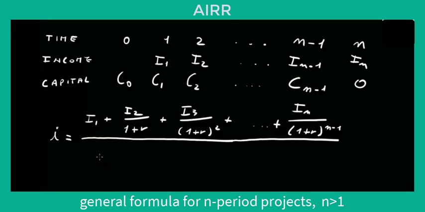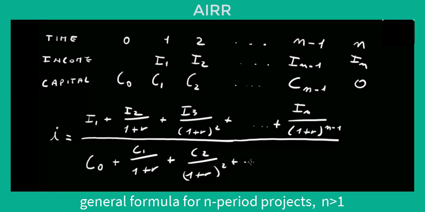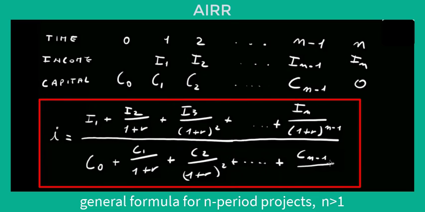And the same for the capital. First capital is C of 0, the second capital is discounted by 1 period, the third capital is discounted by 2 periods, and so on, and the last capital, which occurs at the beginning of the last period, so at time n minus 1, is discounted by n minus 1 periods.